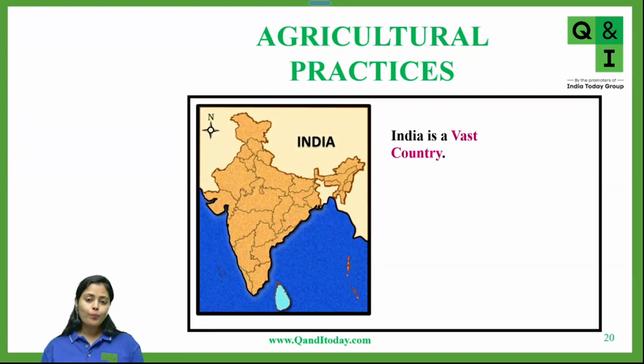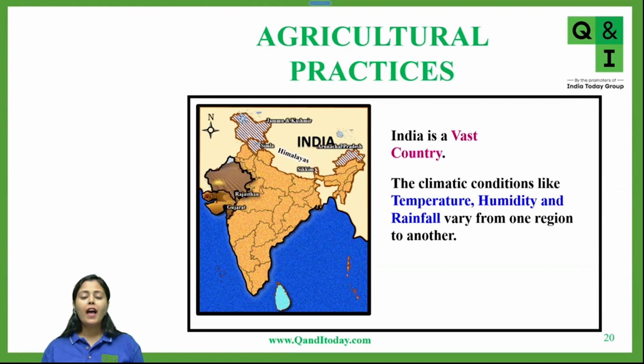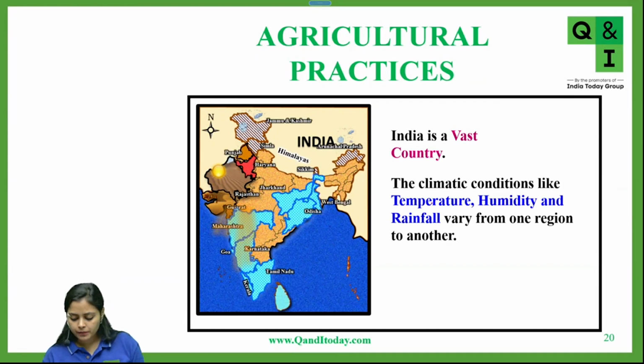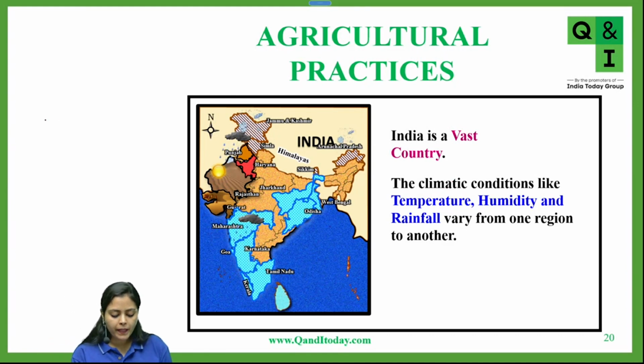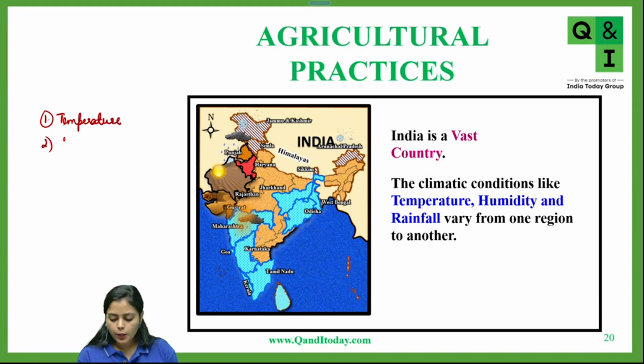India is a vast country and you have different climate present in different parts of the country. These climatic conditions depend on 3 factors: temperature, second is humidity, and the third one is rainfall.